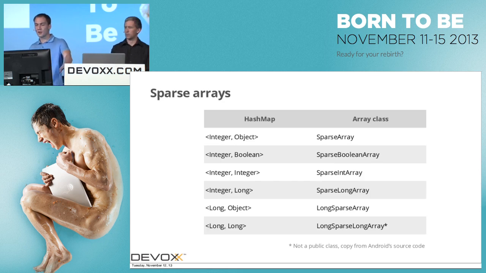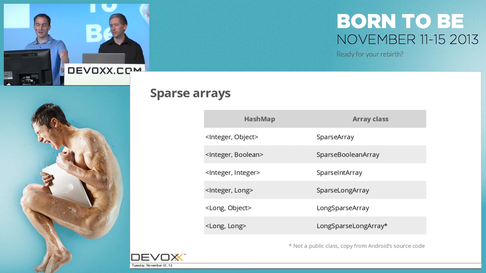So these are all the variants of sparse array that we provide. And they're equivalent for hash maps. So if you do integer to object, it's sparse array. Integer to boolean, we have the sparse boolean array. Integer to integer, sparse int array. Integer to long, long to object, and long to long. The long to long one, the sparse long array, the name is a little weird.